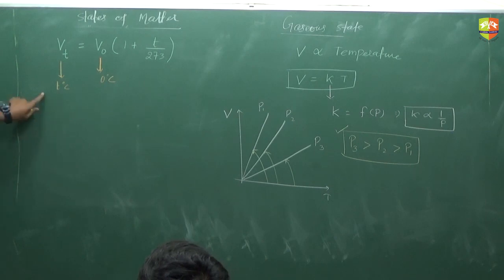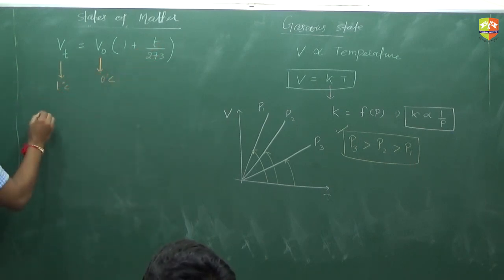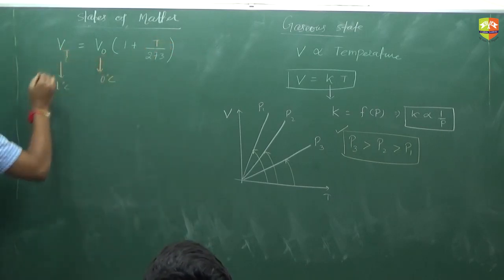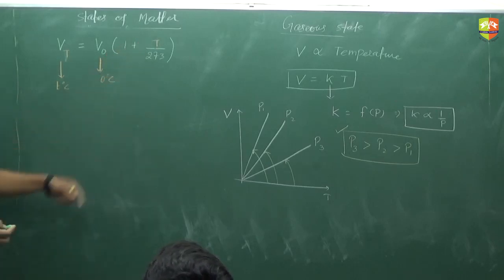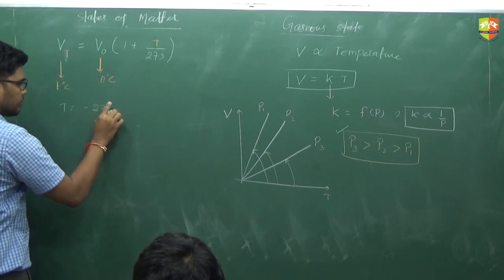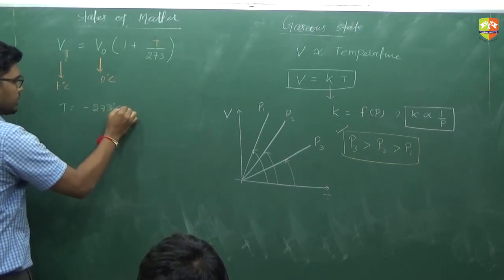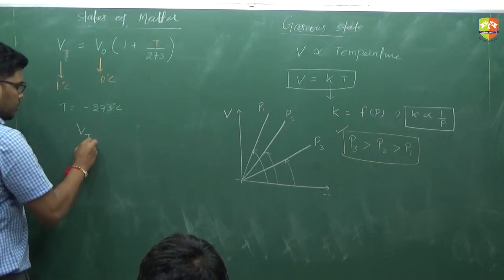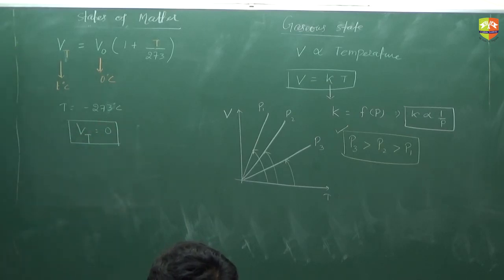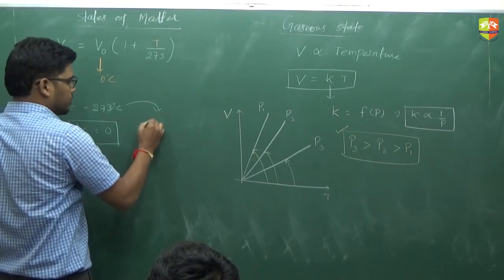So when the temperature is minus 273, or better we write this as capital T, it is in degrees Celsius. Now if you take the temperature as minus 273 degrees Celsius, V_T will be 0, which is theoretical, right? It means the volume occupied by the gaseous molecules at this temperature will be 0. This temperature we call the absolute zero temperature.